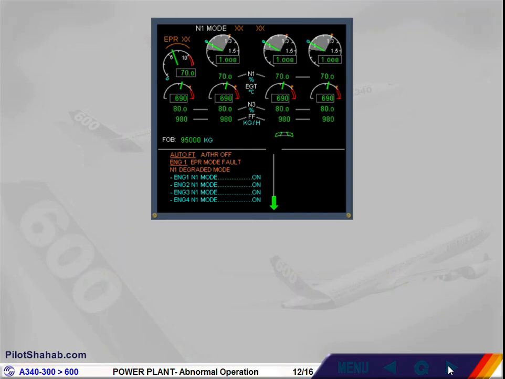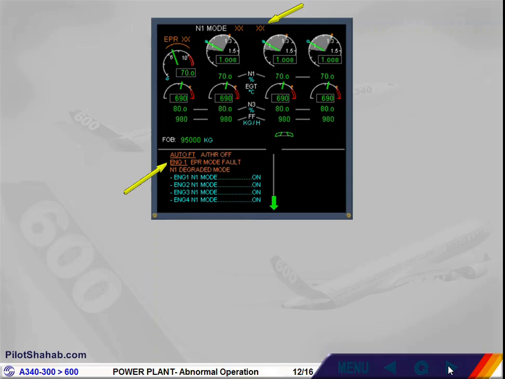If, after the loss of EPR mode, the FADEC reverts to the unrated mode, the procedure is similar to that of the rated mode, except the title of the failure: EPR mode fault plus N1 degraded mode. The autothrust is lost when in N1 unrated mode, as well as alpha floor protection, derated and flexible takeoff. The N1 rating limit value is unavailable and is replaced by amber crosses.